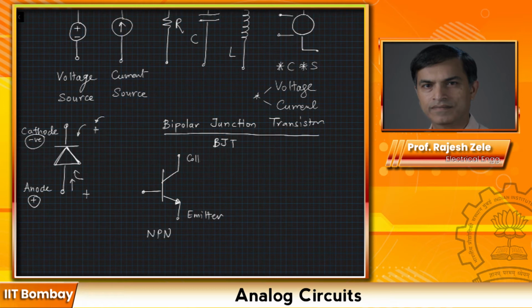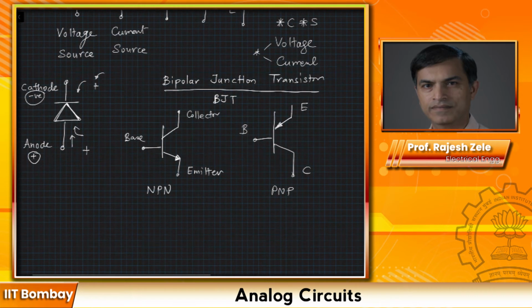Now here is the NPN transistor. This arrow terminal is always the emitter terminal, and this is your collector and this is your base. This NPN transistor has a brother and it's called the PNP transistor. The arrow is here. Again, since the arrow is over here, this is called emitter, this is collector, and this is your base. So this is your PNP transistor.